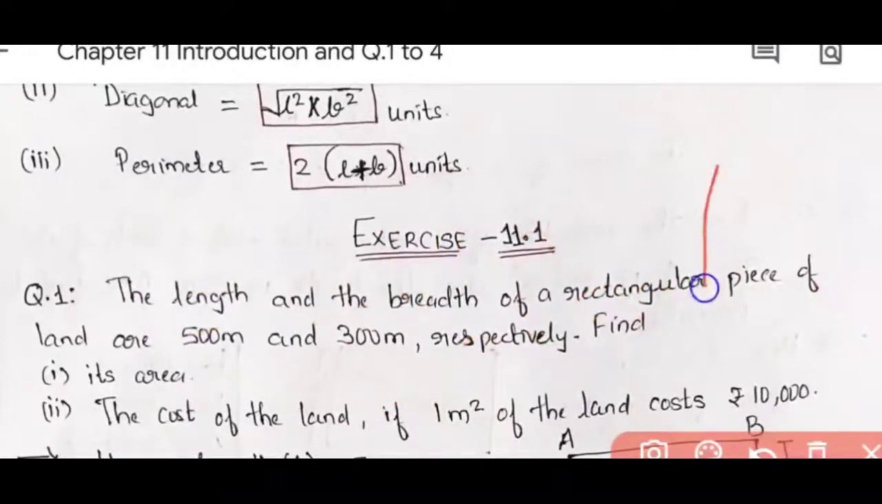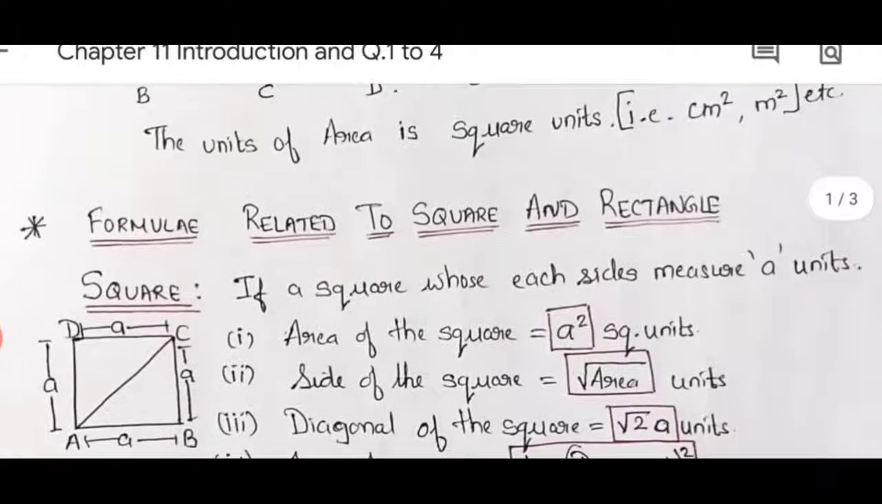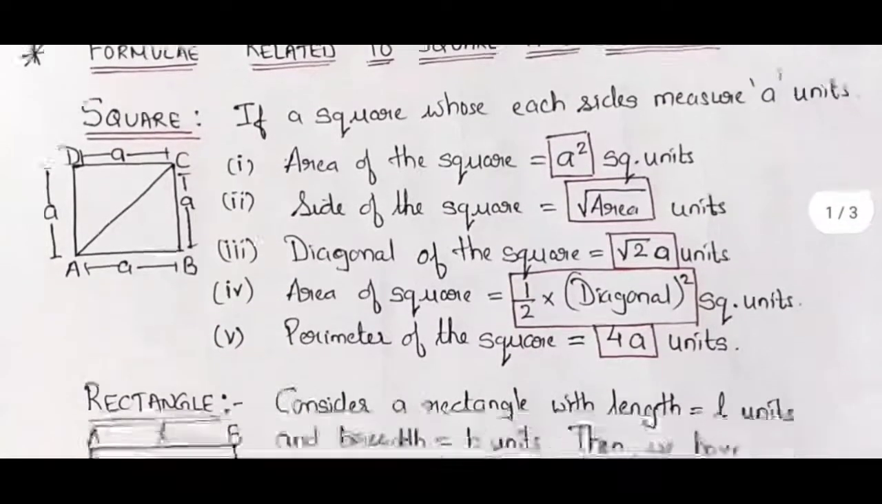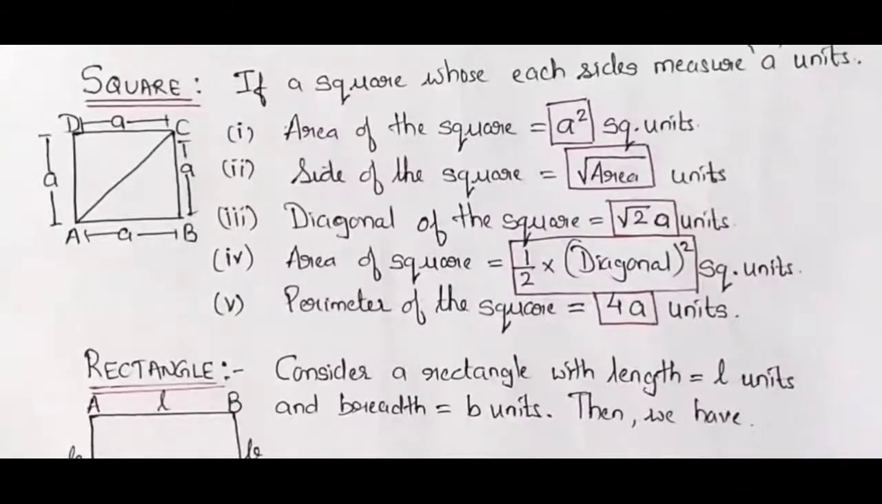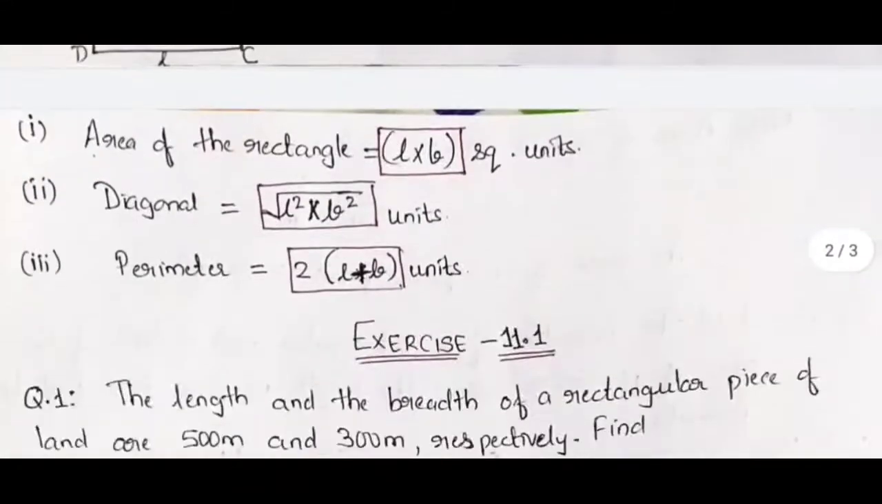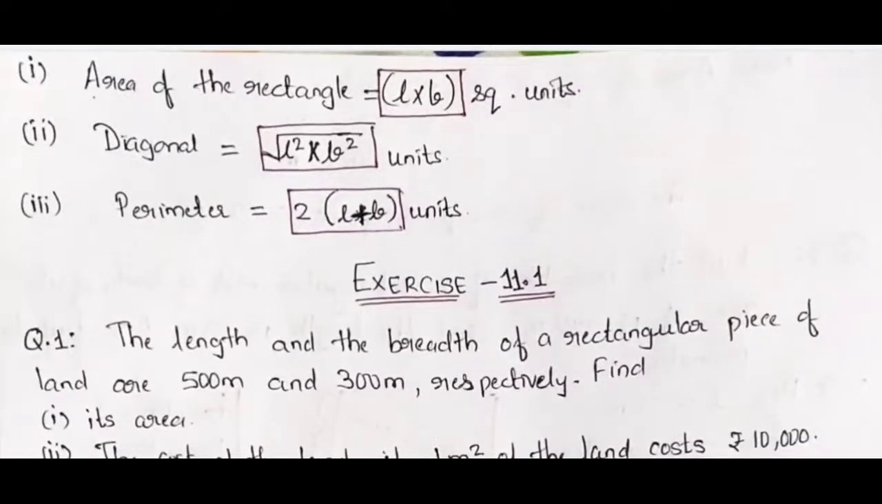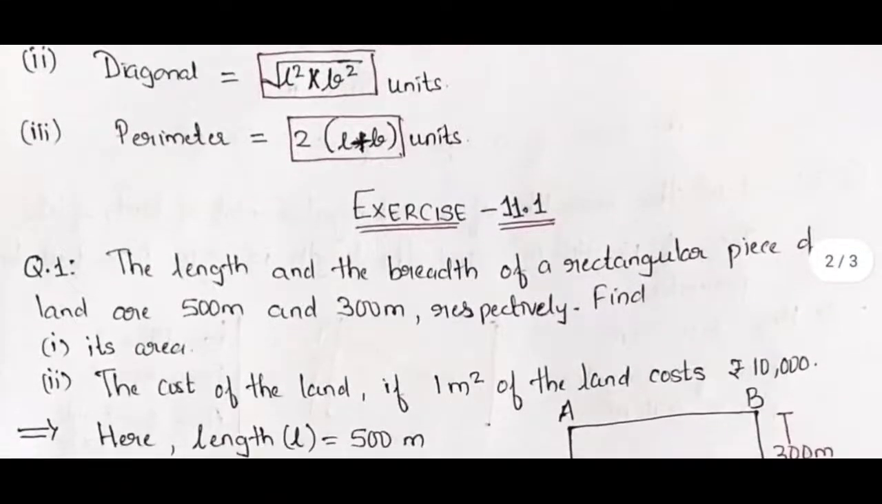So hope you have understood the formulae of square and rectangle. These formulae are very much important for solving exercise 11.1. Now coming to exercise 11.1, question number 1 says the length and the breadth of a rectangular piece of land are 500 meter and 300 meter respectively. Find its area. Second, the cost of the land if 1 meter of the land costs rupees 10,000.